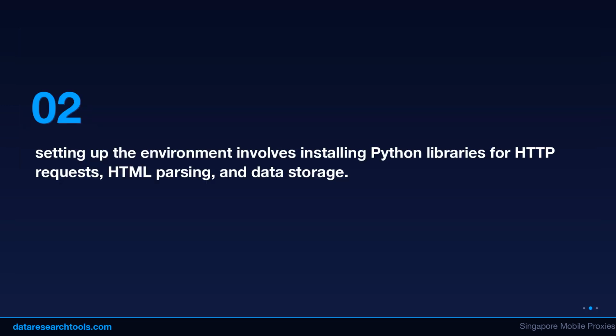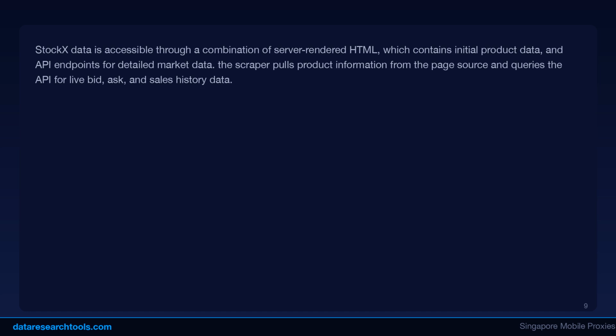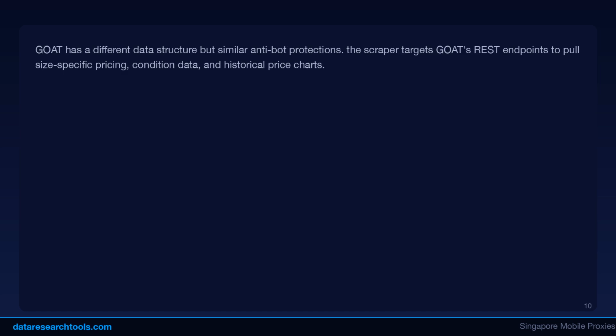StockX data is accessible through a combination of server-rendered HTML, which contains initial product data, and API endpoints for detailed market data. The scraper pulls product information from the page source and queries the API for live bid, ask, and sales history data. GOAT has a different data structure, but similar anti-bot protections. The scraper targets GOAT's REST endpoints to pull size-specific pricing, condition data, and historical price charts.